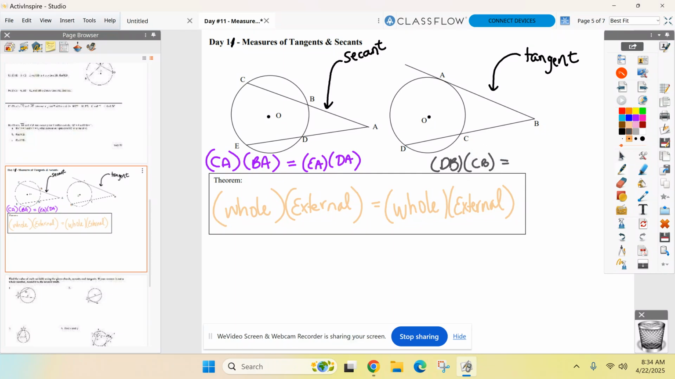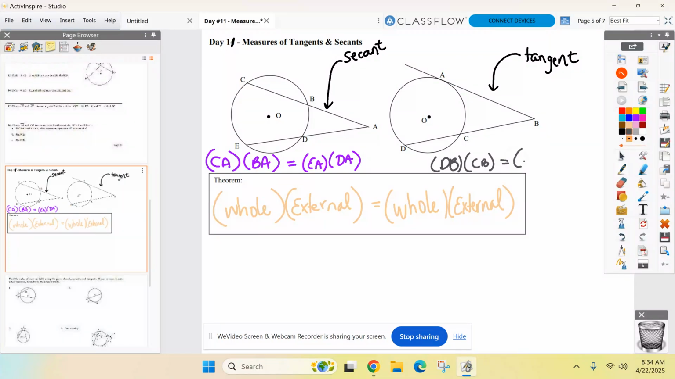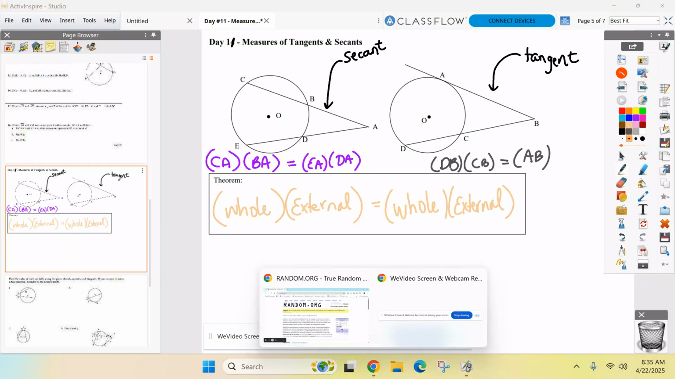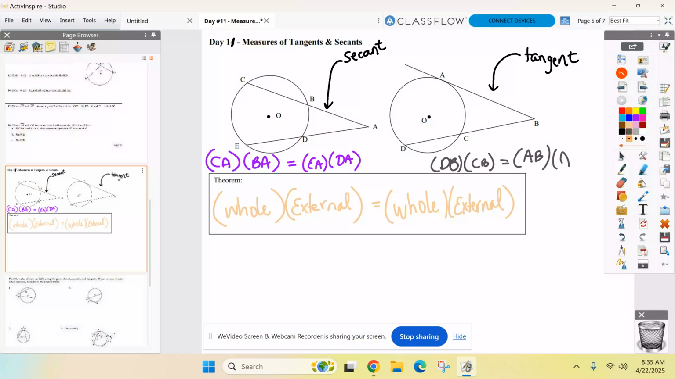All right, I'm not trying to fool you here. Just want to make a point. Name the whole tangent. Whole tangent segment up there is AB. And again, not trying to trick you. Name its external part now. Also AB. So the whole and external part are both the same for a tangent. Both the same value.